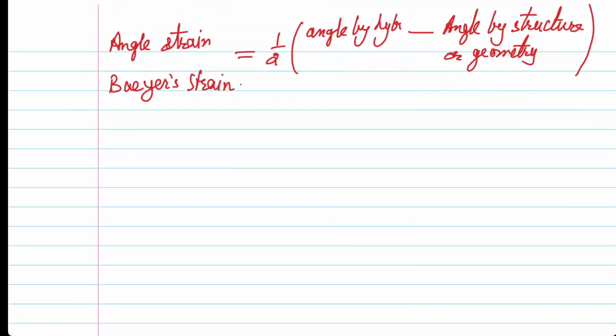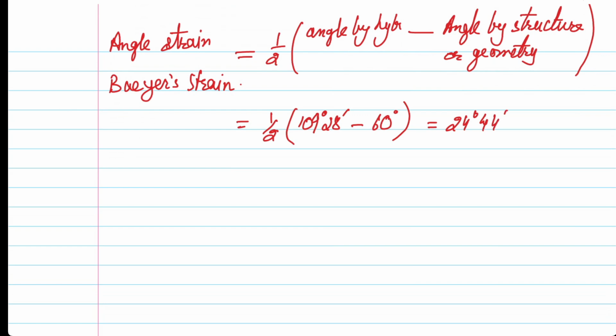So here, in the case of cyclopropane, the angle strain or the Baeyer strain would turn out to be 1/2 (109 degrees 28 minutes minus 60 degrees). Now, if you know how to deal with degrees and minutes, you would find that this value turns out to be 24 degrees 44 minutes.